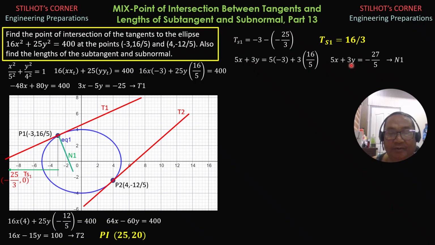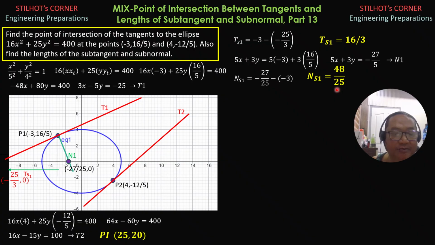So meaning when y is 0, the x-intercept is negative 27 over 25, and we will show that here. So this is the subnormal 1, this length here, the projection of normal line 1, and it is equal to negative 27 over 25 minus negative 3. So subnormal 1 is negative 27 over 25 minus negative 3, and that is equal to positive 48 over 25.